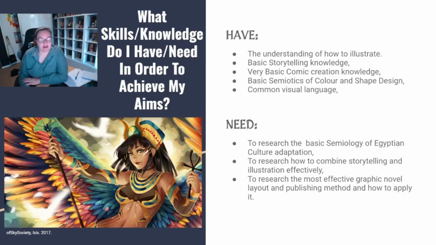What skills and knowledge do I have or need in order to achieve these aims? I have the understanding of how to illustrate, the basic storytelling knowledge, basic comic creation knowledge, basic semiotics of color and shape design, as well as common visual language knowledge. I will need to research the basic semiology of Egyptian culture adaptation and appropriation, to research how to combine storytelling and illustration effectively, to research the most effective graphic novel layout and publishing method and how to apply it, and to discover what elements have a lasting emotional effect on audiences.